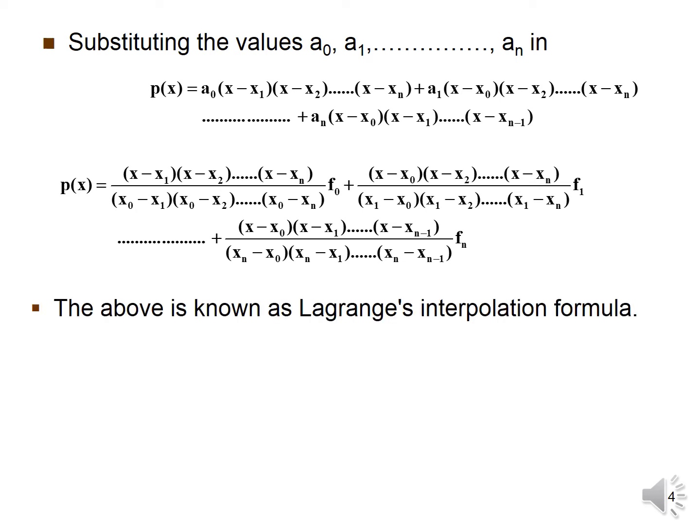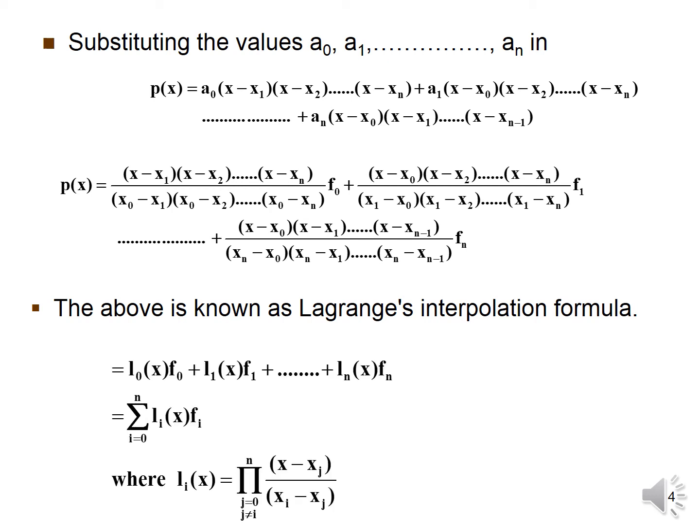Now we can write it in a short form, where we take the coefficient of f0 as L0(x), the coefficient of f1 as L1(x), and the coefficient of fn as Ln(x). So we have written it in short form, and further in summation form, i equal to 0 to n of Li(x) fi, where Li(x) is this product. And Li(xj) is equal to 1 for i equal to j and 0 for i not equal to j.